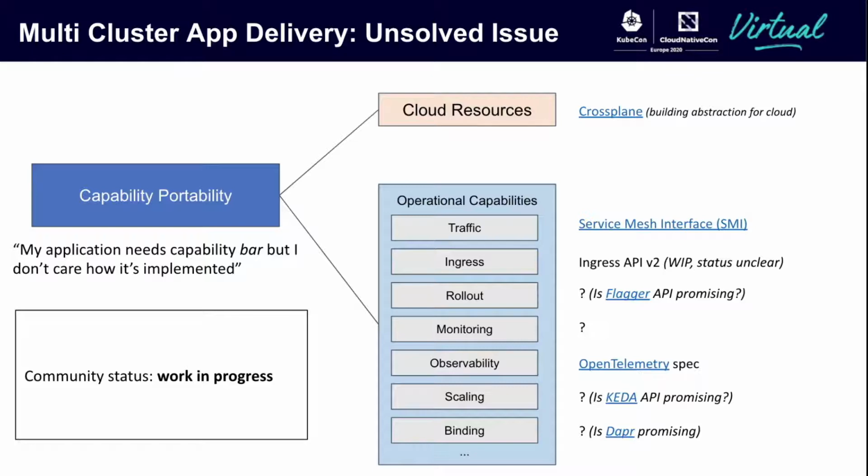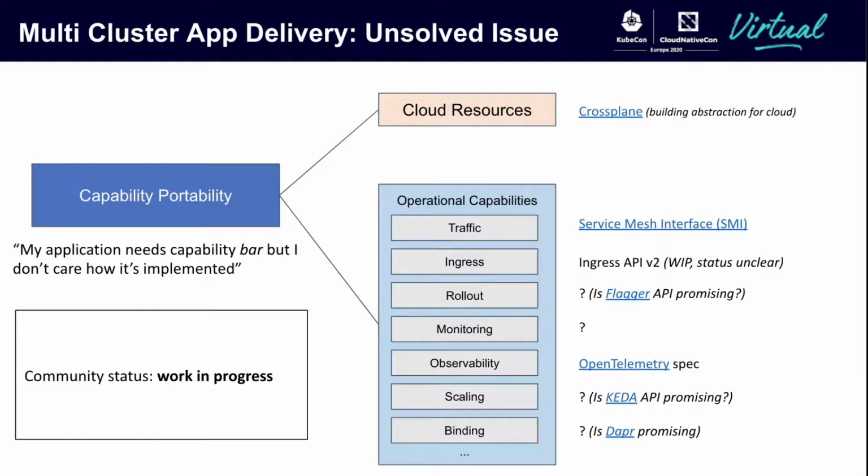But there are more operational capabilities. For example, traffic, ingress, rollout, monitoring. And for traffic management today, there is an ongoing effort named SMI for you to define traffic management strategies regardless of what kind of service mesh plugins you have, right? This is actually a very good start, but we really need more like this. For example, ingress, right? How can we define an ingress specification regardless of its implementation? And there are community efforts as well, like the Ingress v2 API.